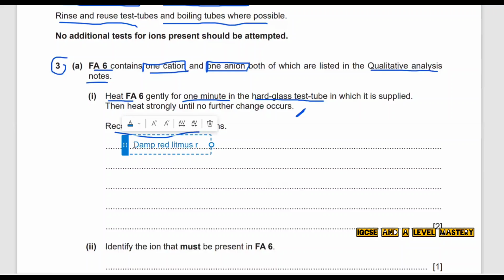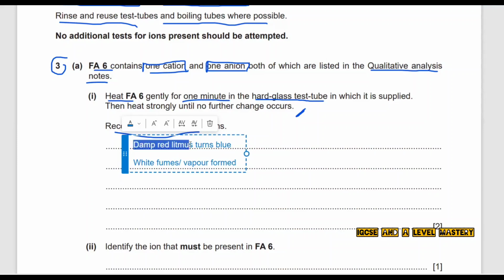When I did the test, the damp red litmus turns blue in my case, which means it can be ammonia, because chlorine just bleaches it, meaning it will decolorize the litmus paper. But that didn't happen over here when I did the test. Rather, the litmus turned blue. Then after heating for some more time, I was able to see white fumes or vapors being produced. So there, 2 marks, 2 points. The first point is damp red litmus turns blue, and the next one is white fumes or vapors formed. These are the observations that I got.